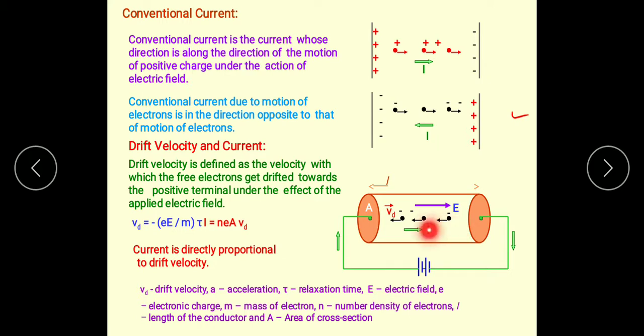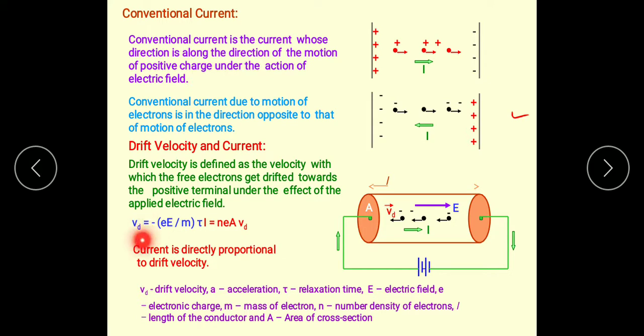After they experience the force, they move towards the positive end of the conductor, and the speed with which they flow towards the positive end is known as drift velocity. We can also define it: drift velocity is the velocity with which free electrons get drifted towards the positive terminal under the effect of applied electric field.